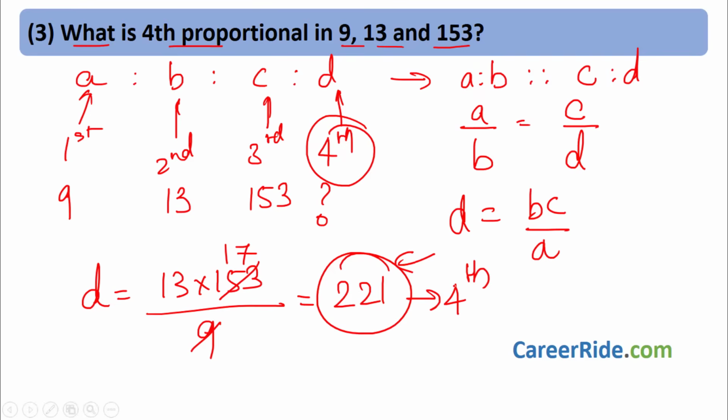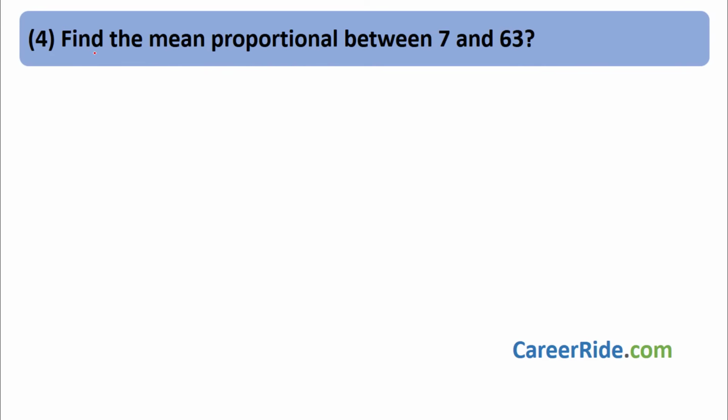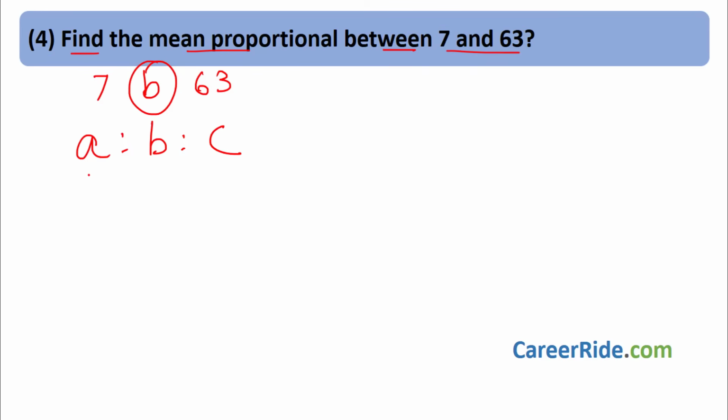Moving to question number 4. Find the mean proportional between 7 and 63. Like we have seen earlier, since they have given 7, they have given 63, and they want the mean proportional, that means the third number is needed. Mean proportional, or the mean, is always at the center. So over here, in A is to B is to C, these are extremes, and this is nothing but mean. So we want the value of B.